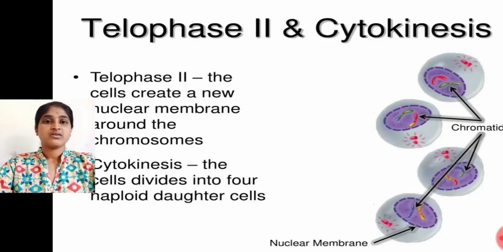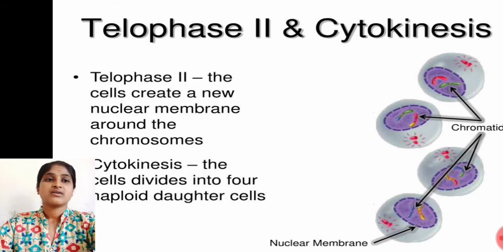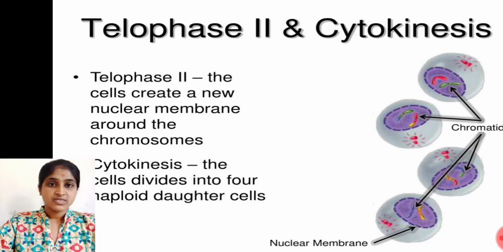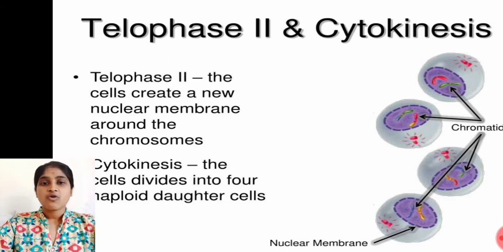Next, telophase. This is the diagrammatic representation of telophase. In telophase second, the cells create a new nuclear membrane around the chromosomes. Here the nuclear membrane is formed, here also the nuclear membrane is formed, and chromatids also we see. In the telophase phase we see the reformation or reconstruction of the nuclear membrane, nucleolus and chromosomes. So we call this stage the reconstruction or reorganized stage.